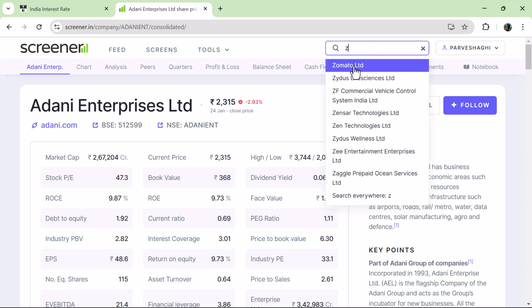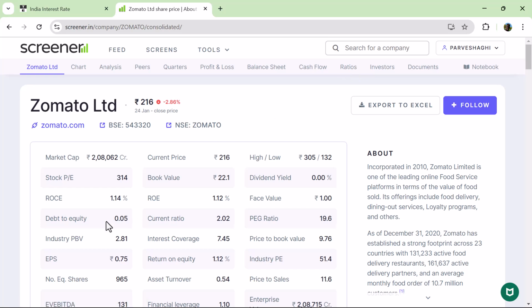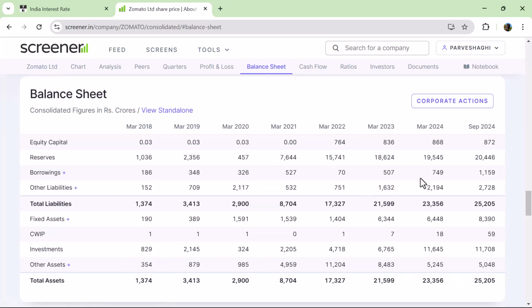Zomato might have taken some loan, but let's see. It is 0.05. Zomato is not very capital intensive as an industry, so it doesn't require so much capital for making factories and all. Even their interest coverage ratio is 7.45, which is quite good. And the borrowing is only 1,100, a very small amount, because it's a new company, not a very old one.